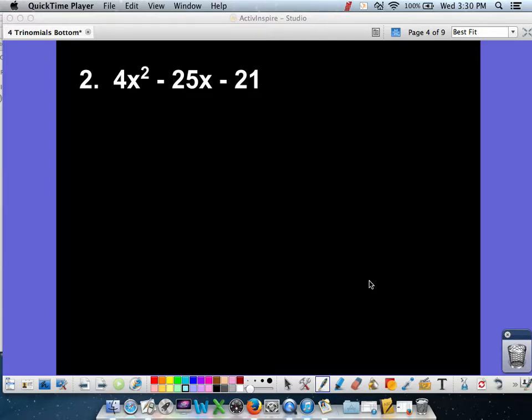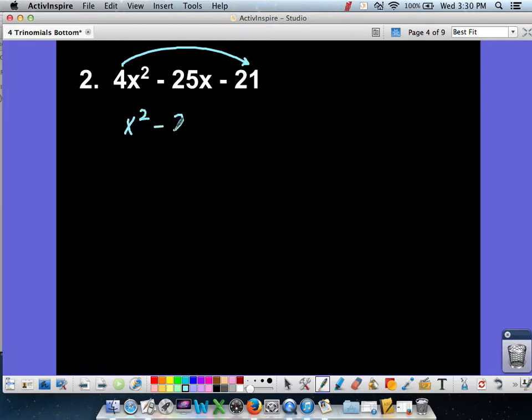We're going to begin by looking for greatest common factor. I do not have a greatest common factor, but I do want to go ahead and multiply A times C. So I have 4 times 21. So this is x squared minus 25x. 4 times 21 is 84.